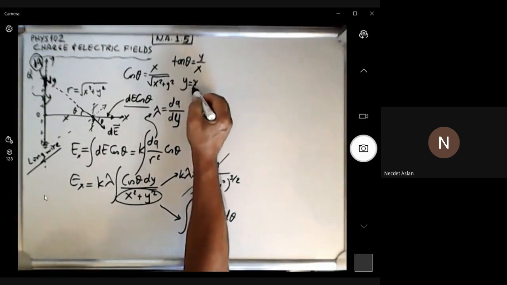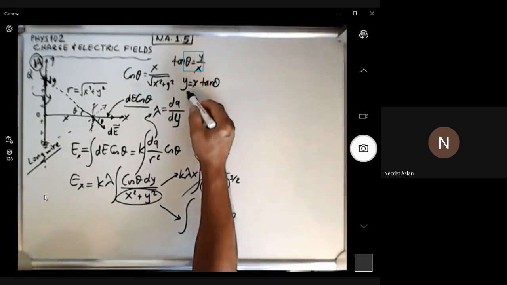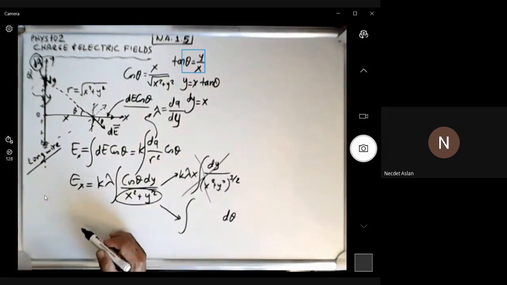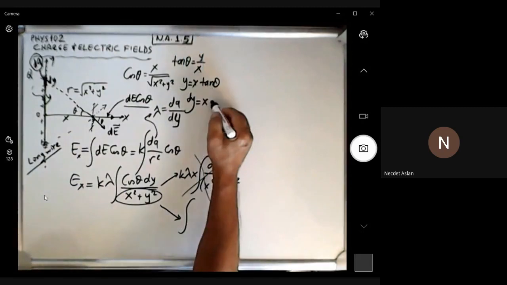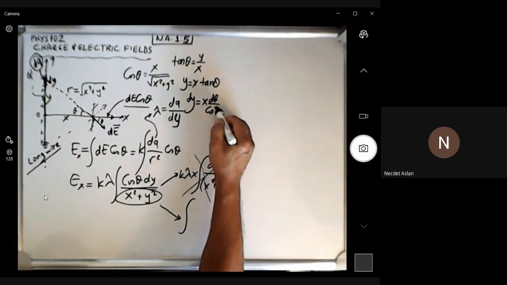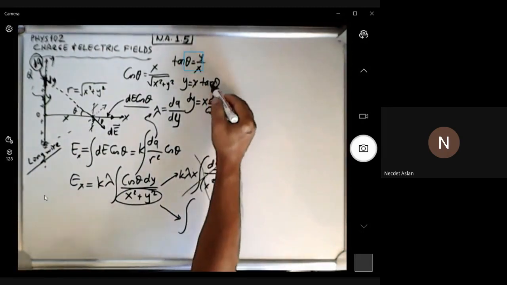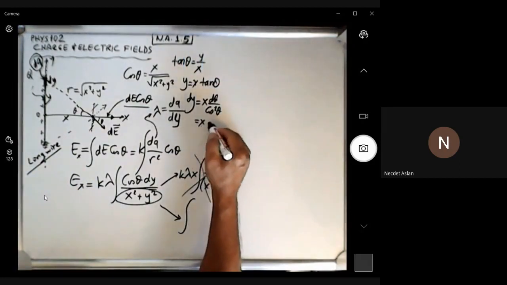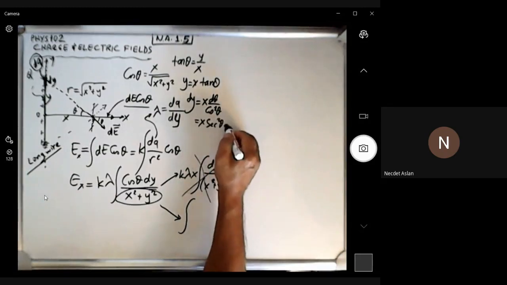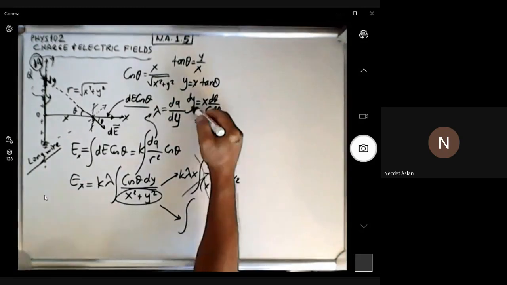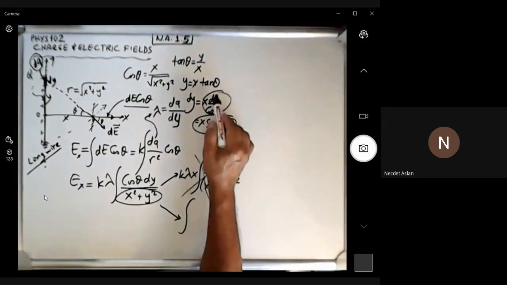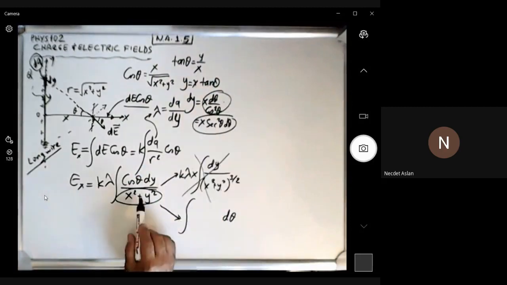So y equals x times tangent theta. If you take dy from here, since x is constant, we will have x d theta divided by cosine square theta, because the derivative of tangent theta is just 1 over cosine square theta, or secant square theta. So x secant square theta d theta. Instead of dy we can now write this. So this is handled. This one is better because it will cancel one of the cosine square thetas on the denominator.